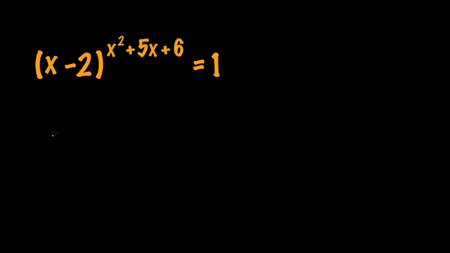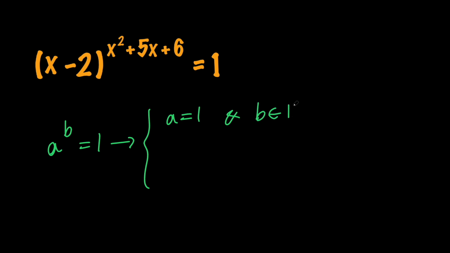So let's say that we have something like a to the power of b equals 1. In this case, we're going to have three cases for the values of a and b. So one case is that a equals 1 and b can be any real number because 1 to the power of anything gives us 1.